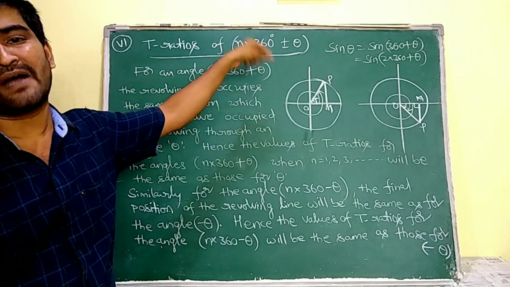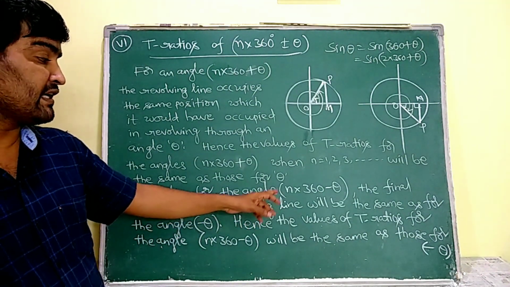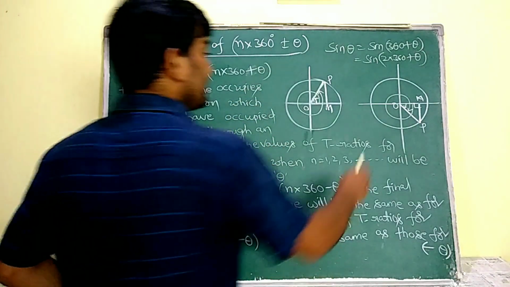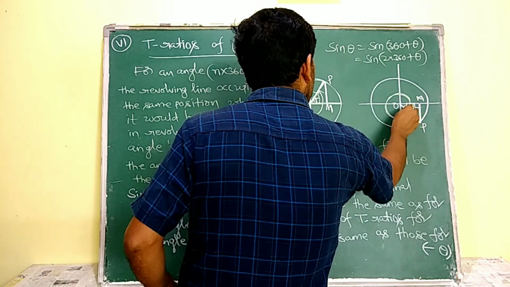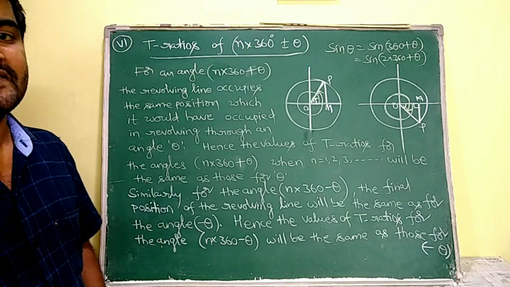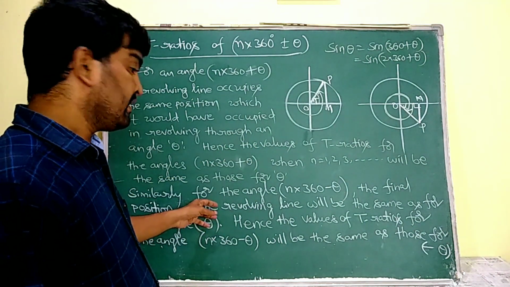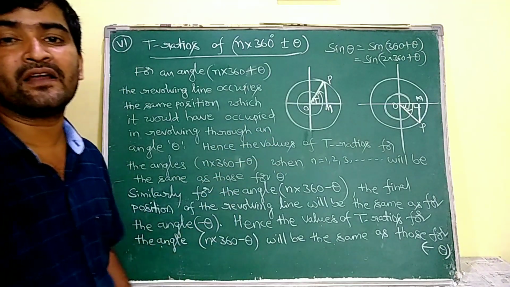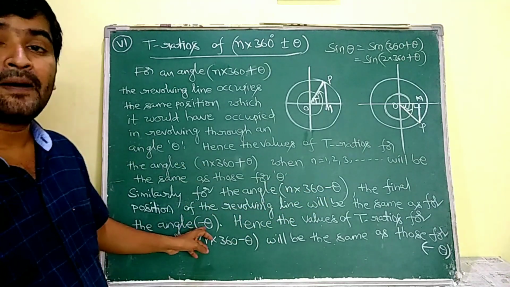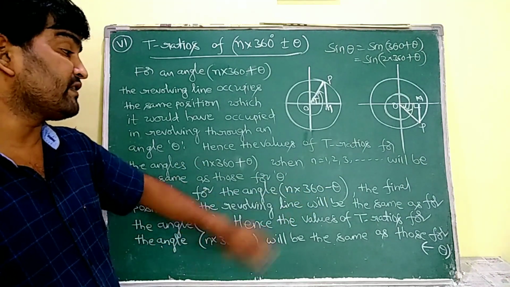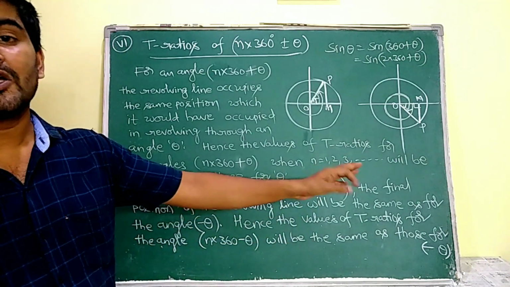If n into 360 minus theta is the other case, then the final position of the revolving line will be the same again. See, here it is minus theta and this is 360 minus theta again. Understand? 360 minus theta, coming to that, then the position of the revolving line will be the same as for the angle minus theta. So the values of the trigonometric ratios for the angle n into 360 minus theta are the same as those for minus theta.